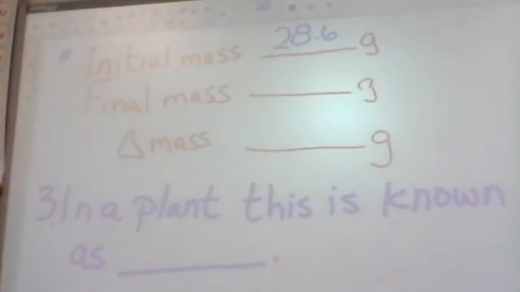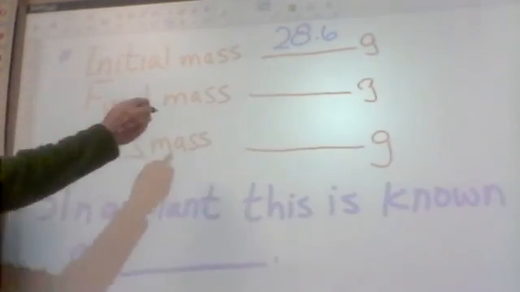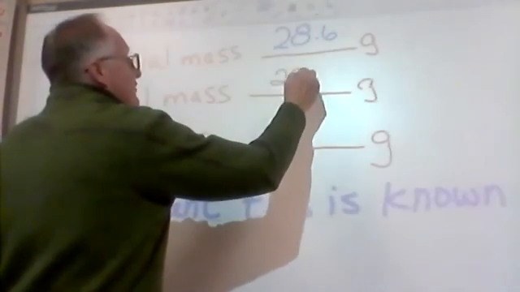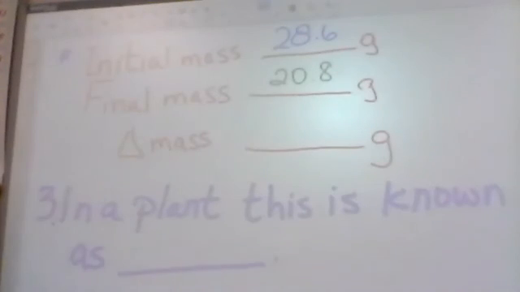What did we get, Miss Bryson? Hold on, which one? It's 20.8. All right, so they got a final mass of 20.8 grams. Now do the math. Final minus initial.